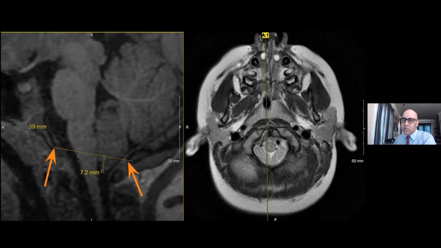In this patient, all the CSF spaces around the brainstem and the foramen magnum are patent. This patient had no symptoms attributable to a Chiari malformation. So this is very possibly a normal physiologic finding in this age group, that even up to 7 millimeters below the plane of the foramen magnum could be normal.